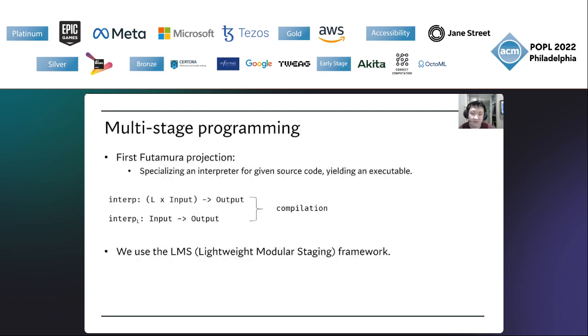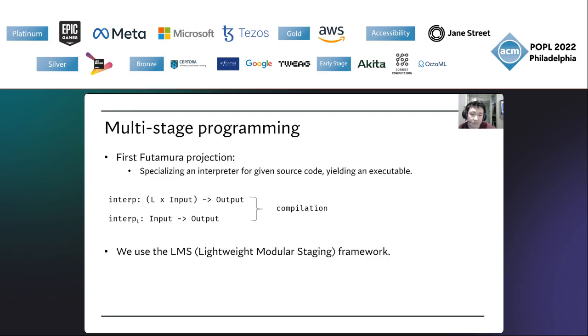Here is another important background. We can actually turn an interpreter into a compiler for free using multi-stage programming and partial evaluation. In the 70s, Futamura came up with this beautiful observation called the first Futamura projection. It says that specializing an interpreter for the given source code yields an executable.